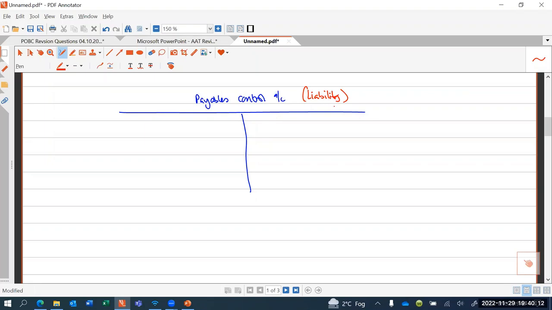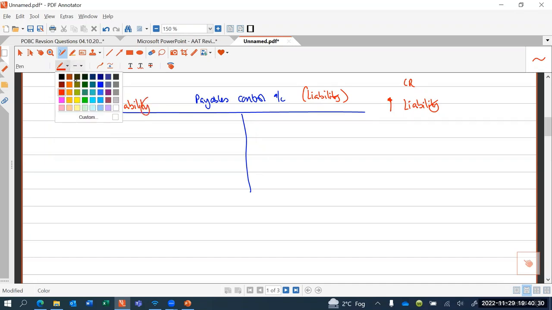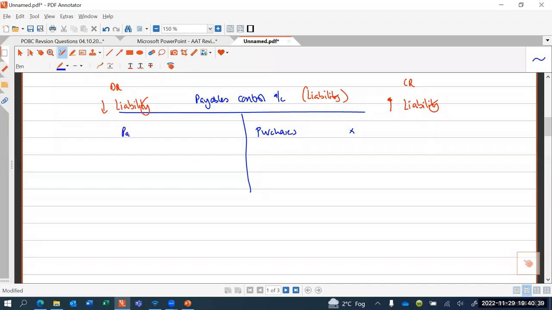And I can remember that that means to increase it, I do have to do some credit entries. So I increase my liability over here, and I decrease my liability, reduce what I owe to the suppliers, by doing debits in this account. So I expect to have things like purchases over here, which will increase what I owe. And I expect to have things like payments over here, which will reduce what I owe.